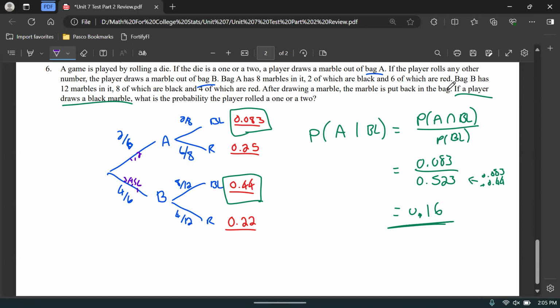So it said again, if a player draws a black marble, so we already need to just focus on the black marble, right? This amount of marble. What's the probability they rolled a 1 or a 2, which basically just translates to came from bag A. So it's this many out of the total of this many. That makes sense. That's how I got it. All right. I'll leave it there. It's a long one, but it's not the most convenient, not the easiest, but you guys can do it.